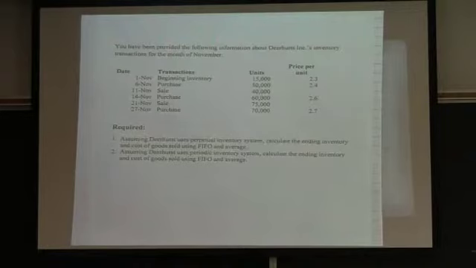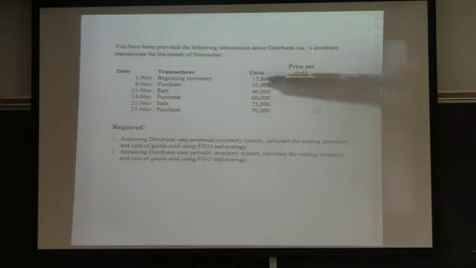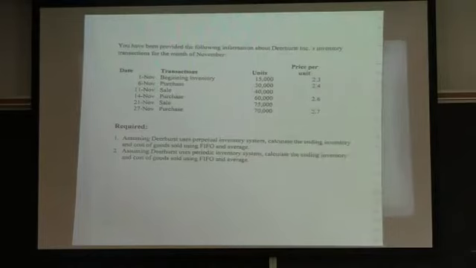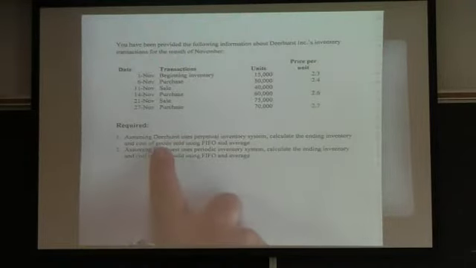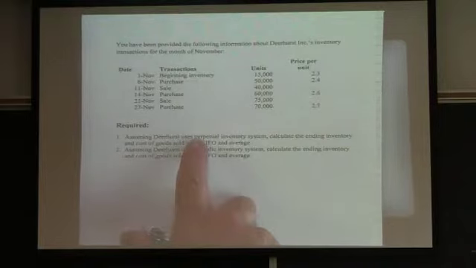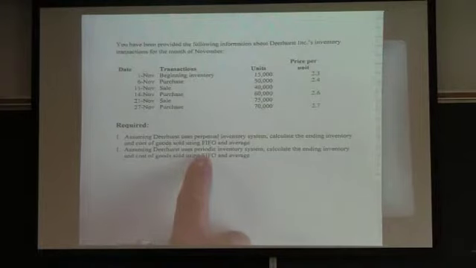So this is the inventory transactions of a company called Durhurst, and these are the following inventory purchases and sales. We've got two requirements. The first one is using the perpetual inventory system, and the second one is using the periodic inventory system. But this time we're going to use FIFO.